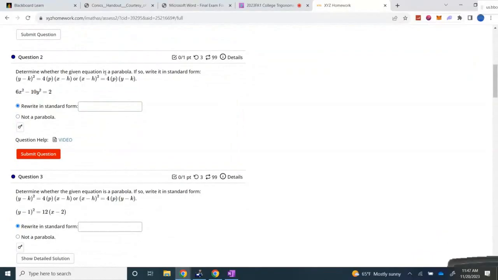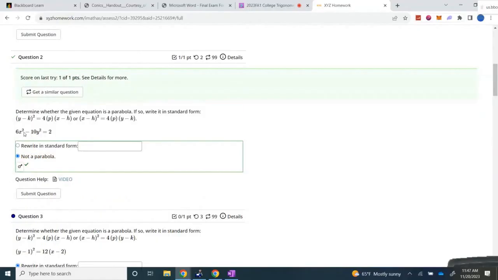All right, question number 2 says determine whether the equation is a parabola. If so, write it in standard form. This is 6x squared minus 10y squared is equal to 2. Is that a parabola? It's not a parabola, right? Because in a parabola, either the x is squared or the y is squared. So that's not a parabola. We're going to talk about these types when we talk about the ellipse and the hyperbola, but that's not a parabola.